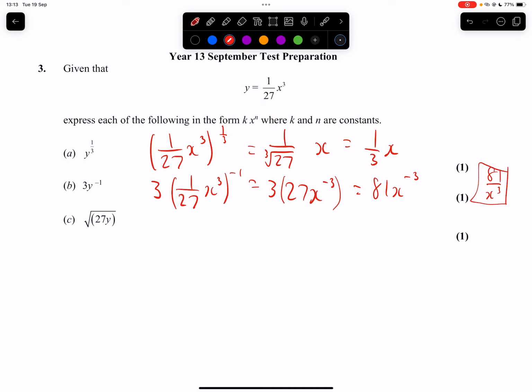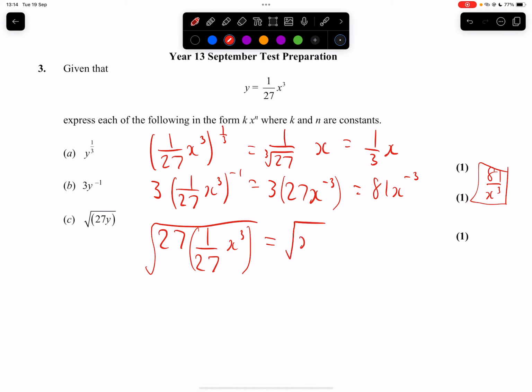And the last one, it says 27y, and y is 1/27x cubed, all square rooted. So that is a single x cubed, all square rooted. And the square root is a power of a half. So we've got x cubed to the half, which is x to the 3/2.